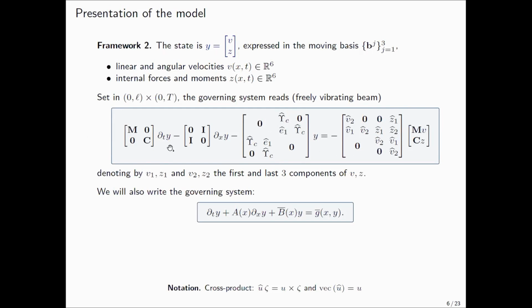And if you multiply everything by the inverse of the matrix on the left, then you can get a system written in a more compact way, of this form below. Now the system, instead of being quasi-linear, is just semi-linear, and I put the nonlinearity on the right-hand side. It's a quadratic nonlinearity.